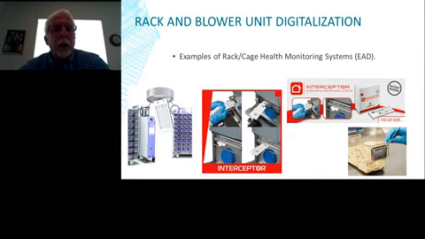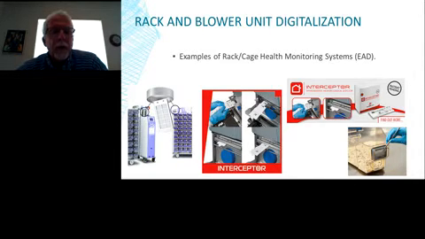The other area that I mentioned earlier was the health monitoring on the racks. So we're seeing a lot of the EAD now being used, or the exhaust air dust. These systems are built into the plenums and then have filters that are collecting that exhaust air dust, is what I should properly say here.